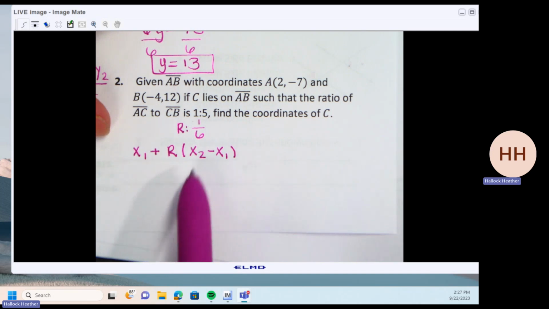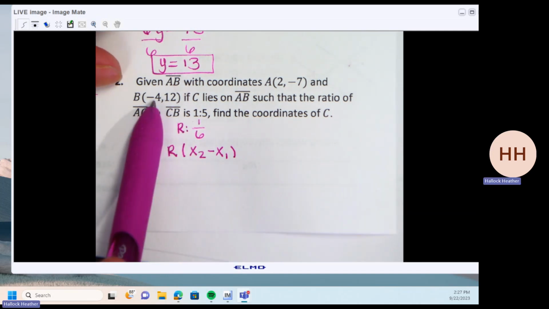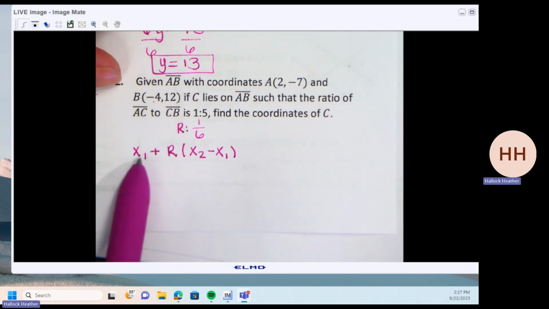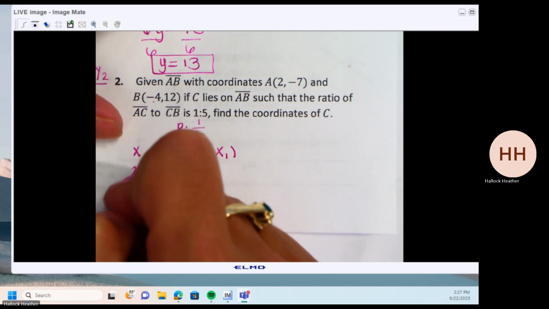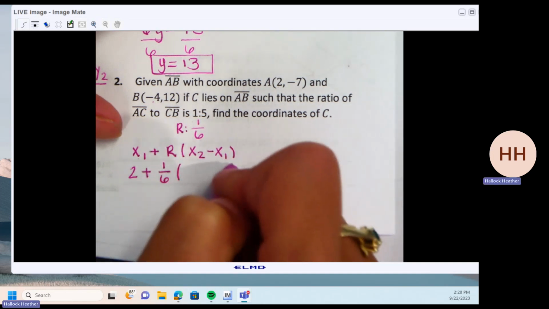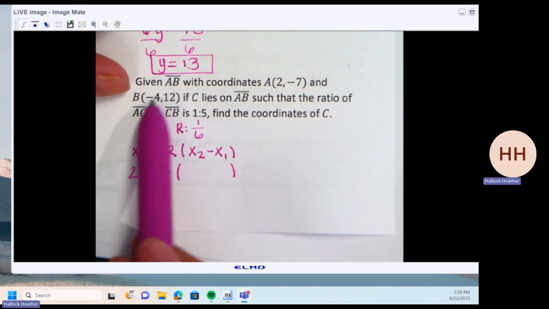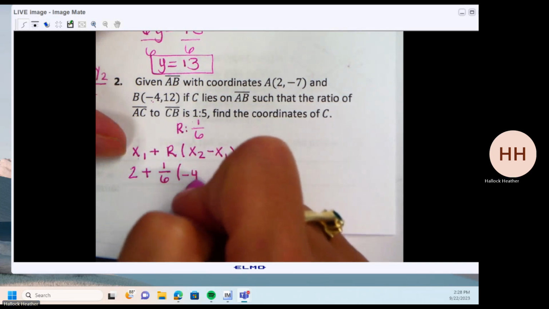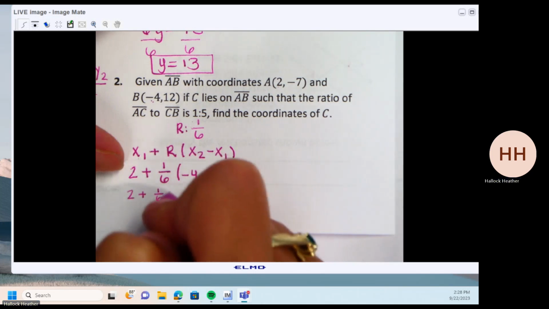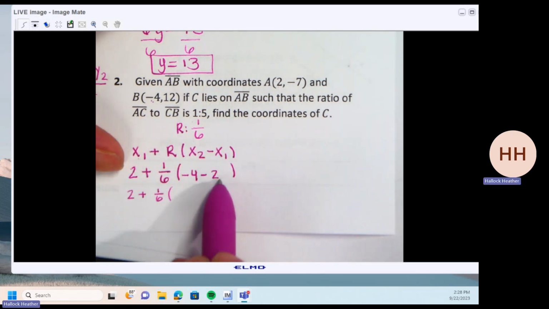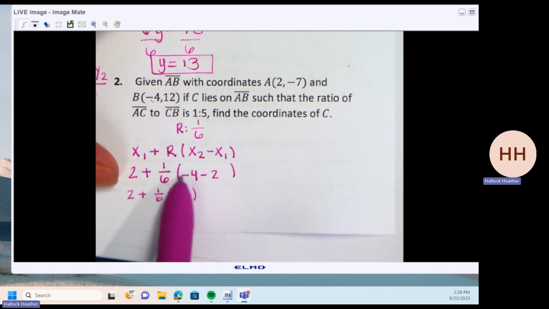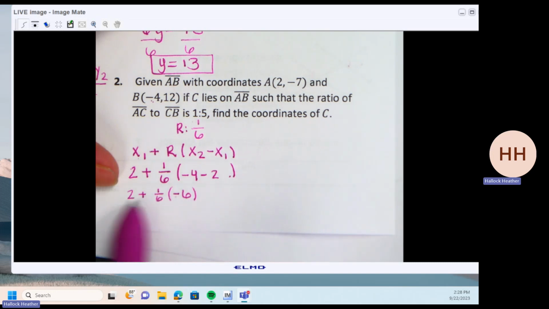So for the x's, x2 is -4. X1 is 2. Okay. So for x1, I'm starting at 2. I'm adding my ratio, which is 1/6, and I'm multiplying by -4 minus 2. So I have 2 plus 1/6, and I have -4 minus 2, which is -6. So PEMDAS, always. You simplify your parentheses. Now I have to multiply, then I'm going to add 2.